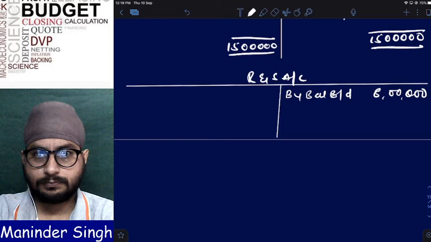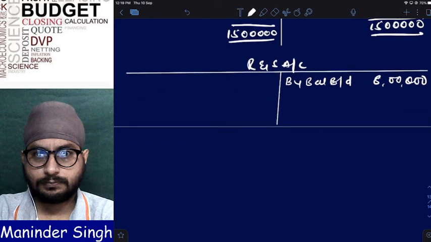Out of this 8 lakhs, did I utilize 5 lakhs for issuing bonus shares? Now tell me, when I am using money to issue bonus shares, my reserves and surplus will increase or decrease? Decrease. Decrease in reserves and surplus, which side? Debit side. To what? To share capital, right?